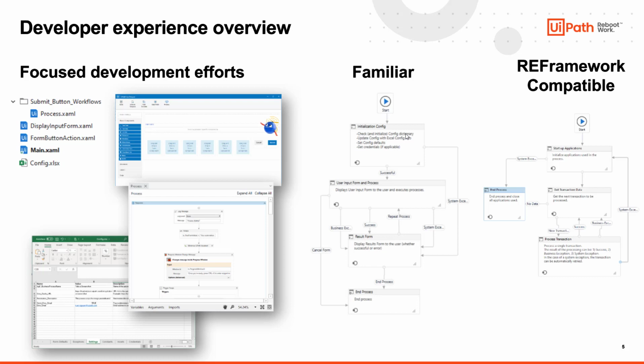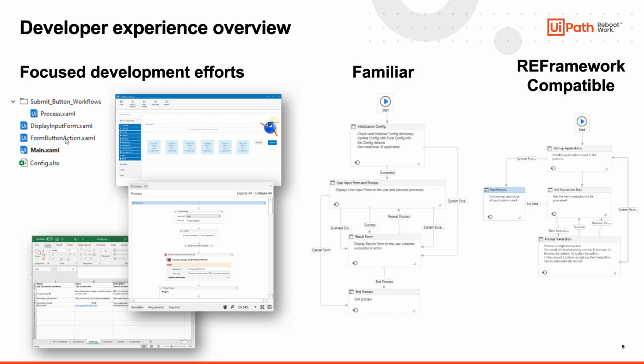Now we looked at familiarity, and so we continue to use state machines in the main.xaml. You'll see that we modified it just a bit from the RE framework. In the initialization config, all we're doing is initializing the config from that local text-based config file. There's no applications that are opening at this point. Once that's successfully done, we're going to display the input form that you had specified in display input form. And we're going to collect the inputs from the end user, and then when they click the button, it's going to go into form button action.